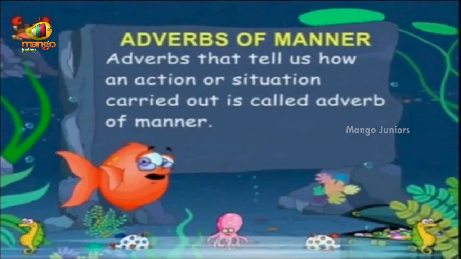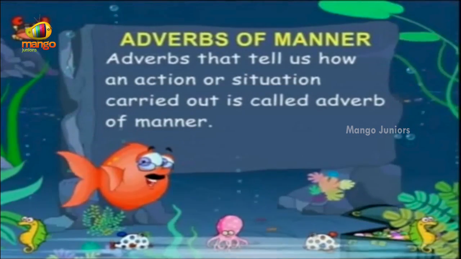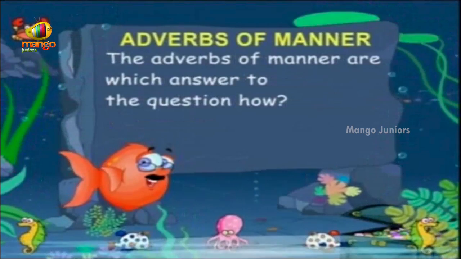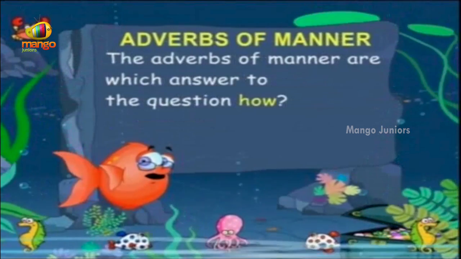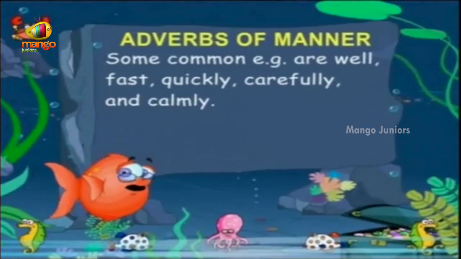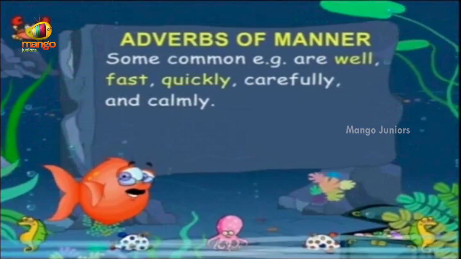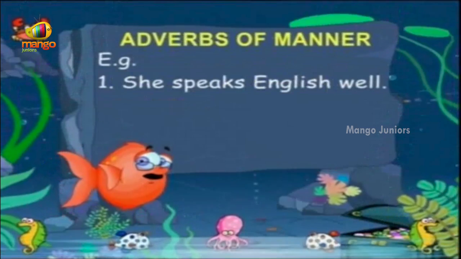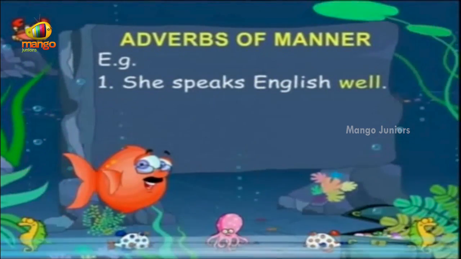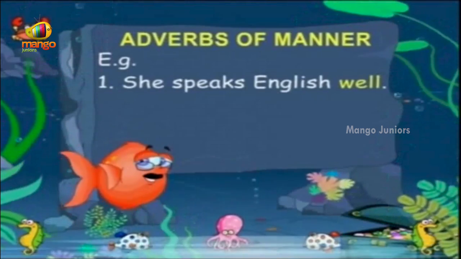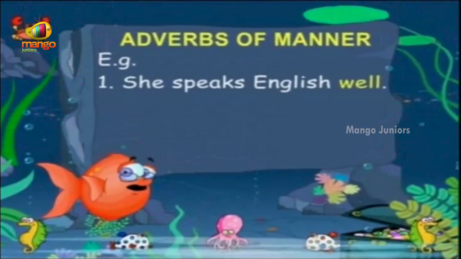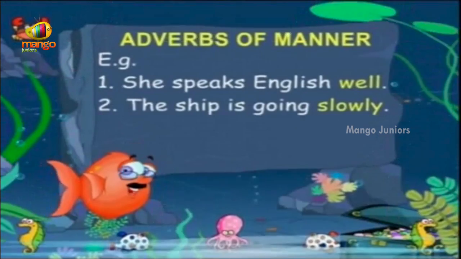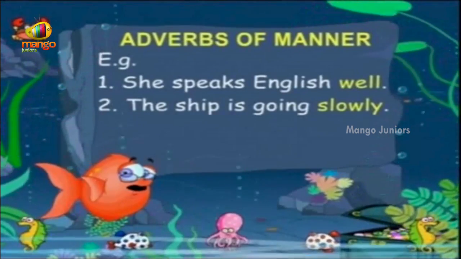Adverbs that tell us how an action or situation is carried out are called adverbs of manner. The adverbs of manner answer the question how. Some common examples are well, fast, quickly, carefully, and calmly. Example, she speaks English well. Well is the adverb as it tells us more about the verb speak. The ship is sailing slowly. Slowly is the adverb as it tells us more about the verb sailing.